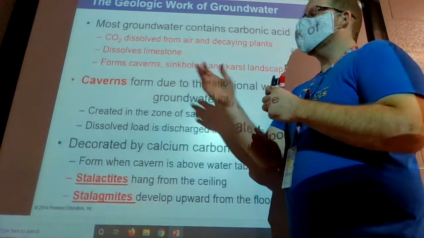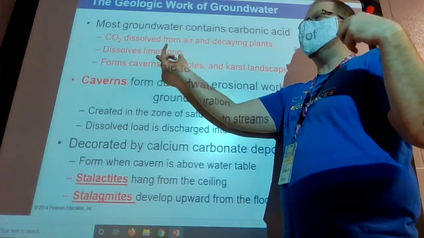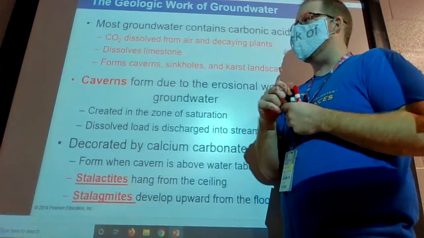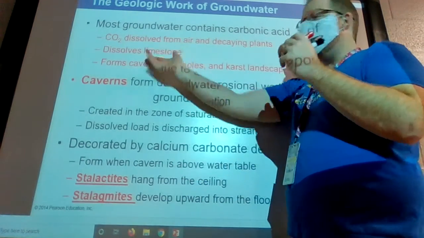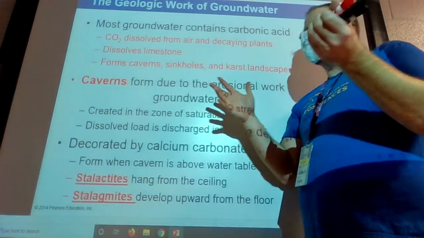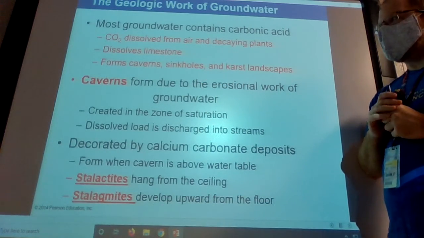But basically, caves are when water dissolves away rock. Usually it's limestone. Limestone is easily dissolved by water. And so your underground aquifer hits a layer of limestone, starts to dissolve it away pretty quickly, and your caves and your caverns form.